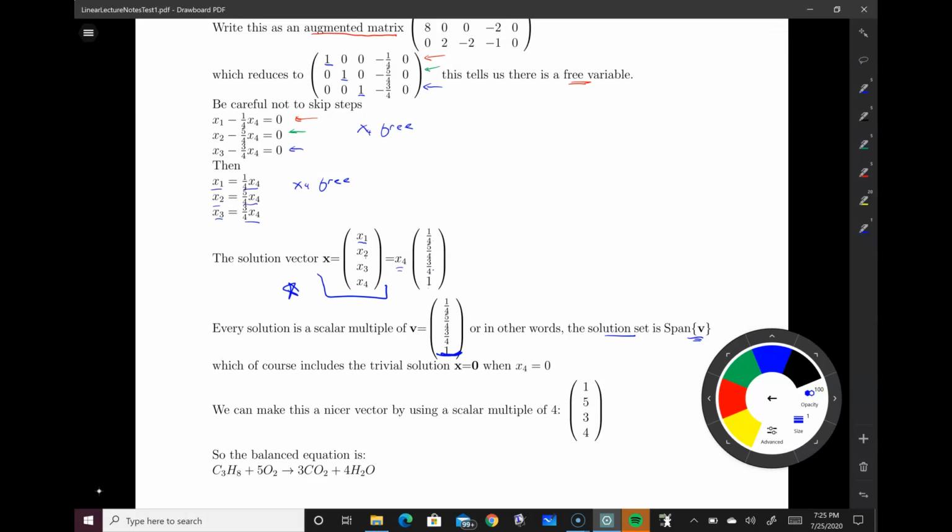Since the solution set is the span of this vector, I'm going to take the opportunity to make it nicer and scale it. If I take this vector and multiply it by 4, I get nicer numbers in each of the entries. Then I can write my balanced equation in a nicer way. This number 1 goes in front of the first element. This number 5 goes in front of the second. And then 3 and 4 move over here. So that's my balanced equation.